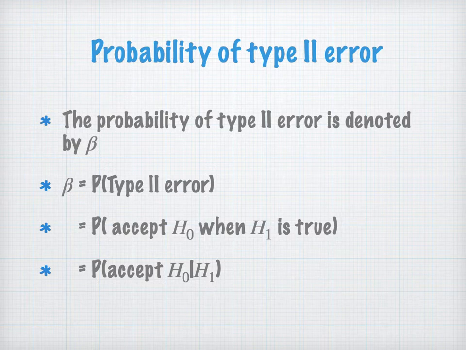Now is the probability of type 2 error. We have said type 2 error means we are accepting H naught when H1 is true, or accepting H naught when H naught is false. When H naught is false, if we are accepting H naught, that probability, the probability of type 2 error, is denoted by beta, which can be written as probability of accept H naught given H1.